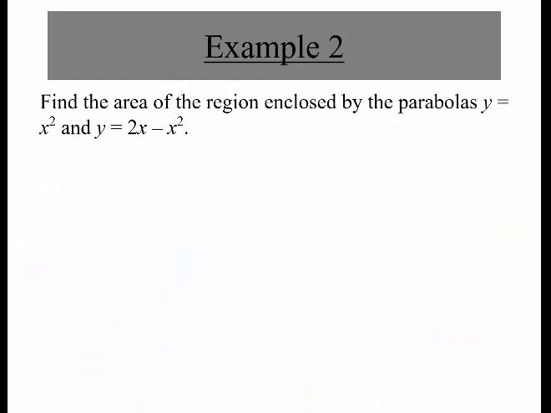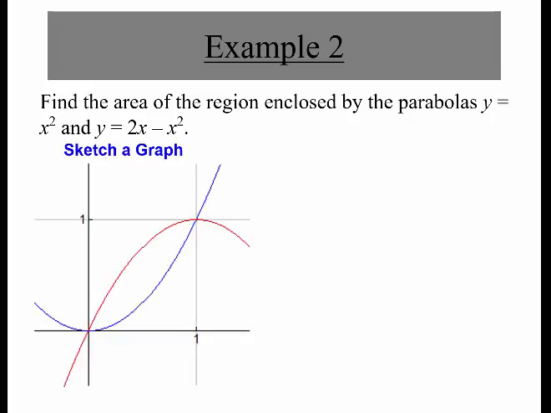Let's do another one. Find the area of the region enclosed by the parabolas y equals x squared and y equals 2x minus x squared. So again, when you sketch them right here, you'll see what the graphs look like. y equals x squared is the blue graph, so that's the bottom. And y equals 2x minus x squared, that's the red graph, that's the top.